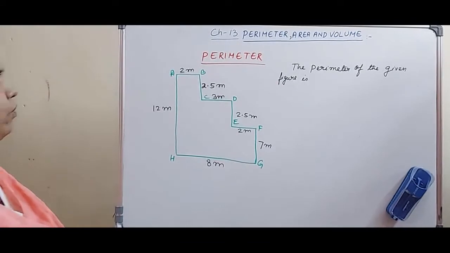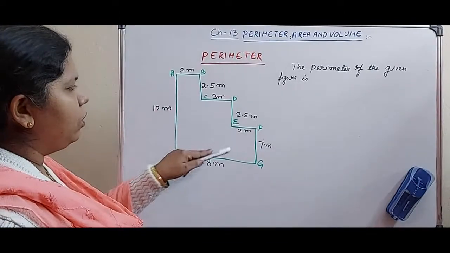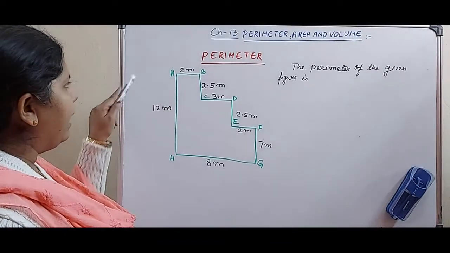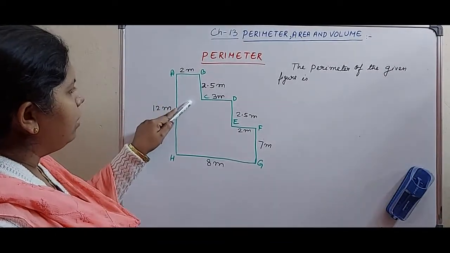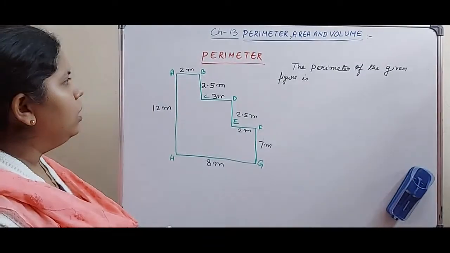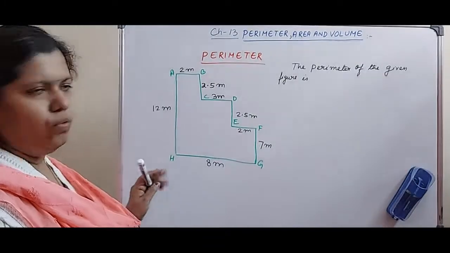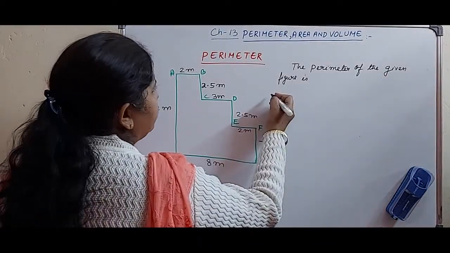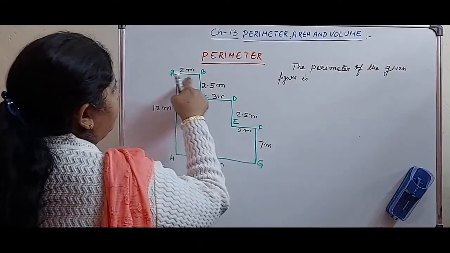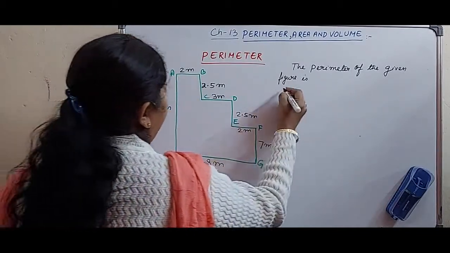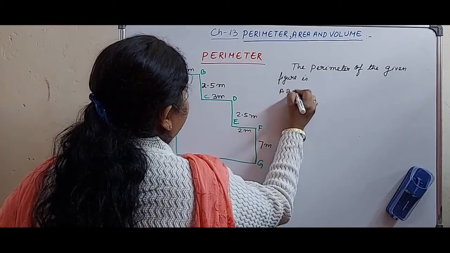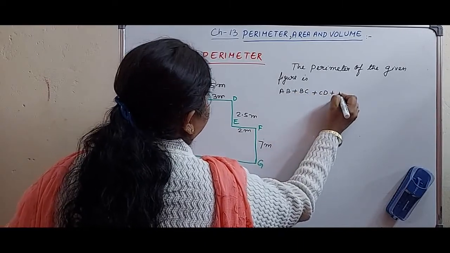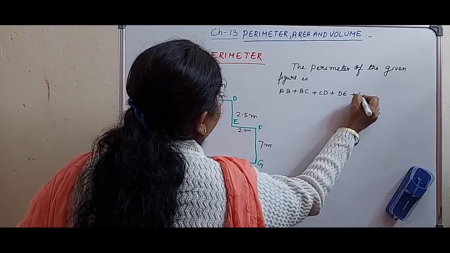Now suppose we have to find out the perimeter of this particular figure. Here the dimensions are given to you, and also every corner vertex is mentioned. So how to solve this kind of question? The perimeter of the given figure is, we will start from the first one. We have AB plus BC plus CD plus DE plus EF.